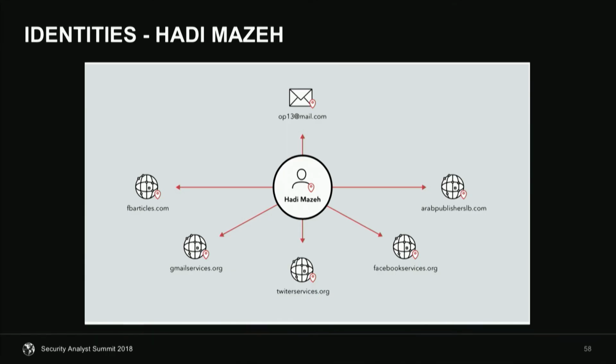So let's talk a little bit about Hadi Mazeh. So Hadi Mazeh was connected to op13 and then to a bunch of the other domains that we saw that were associated with Dark Caracal, which you can see up here. So that includes twitterservices.org, facebookservices.org, arabpublisherslb.com, which again gives us sort of a clue as to who they're targeting. You're in the Arab world. What starts with an LB?